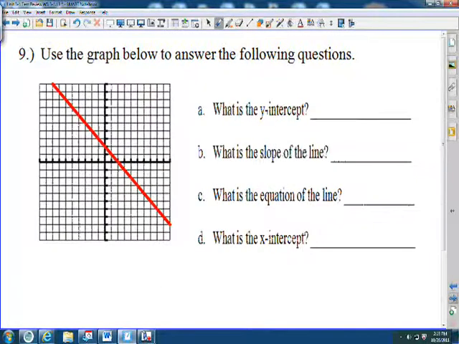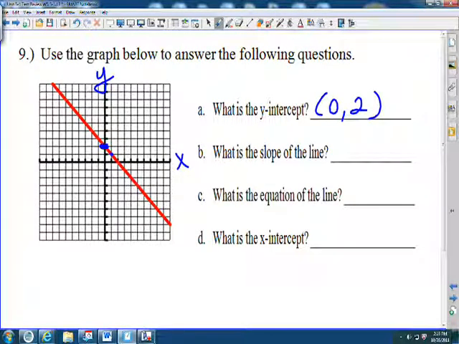Next, there's number 9. Pause the video if you don't have it done, and then come back and see how you did. Y-intercept crosses right here. Remember, x, then y. The y-intercept is 0, 2. The slope is decreasing. It is going down, so it's going to be negative.